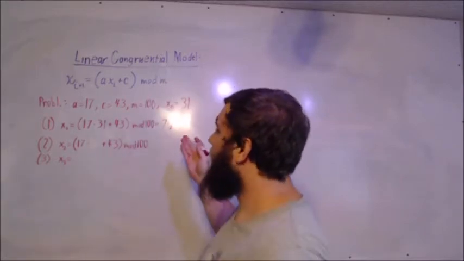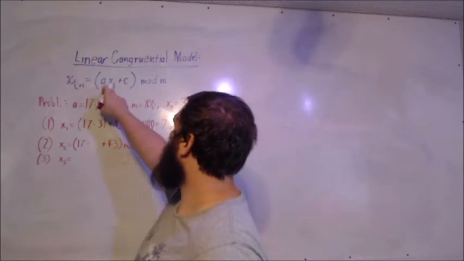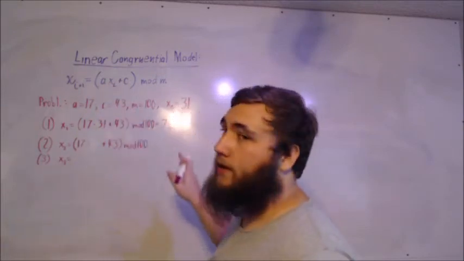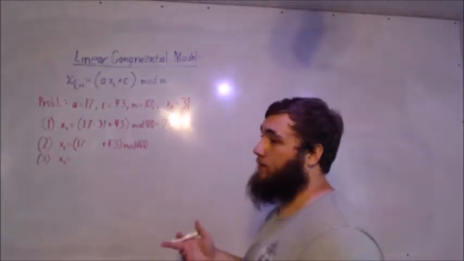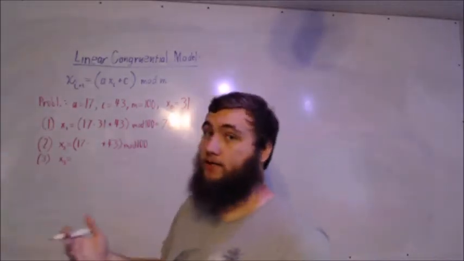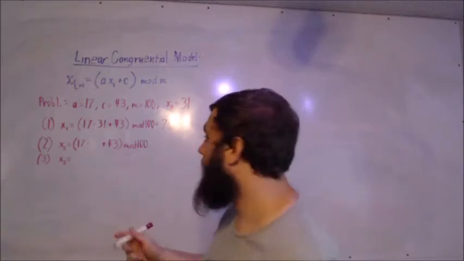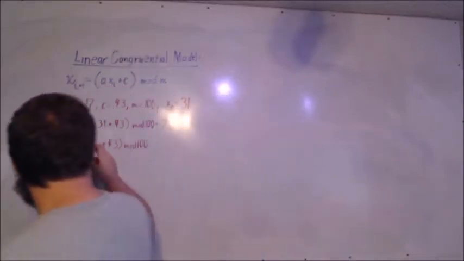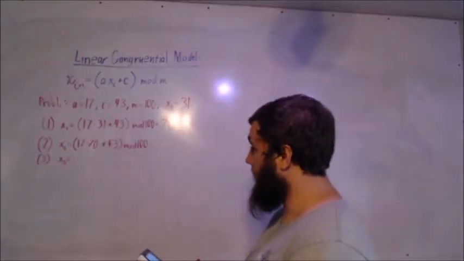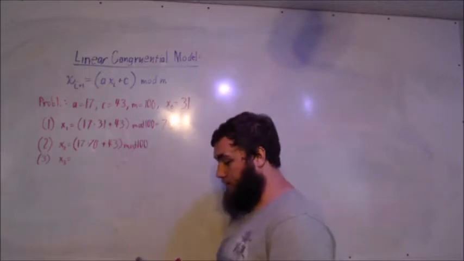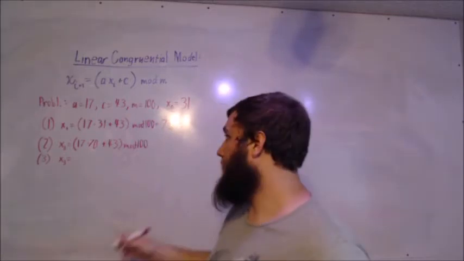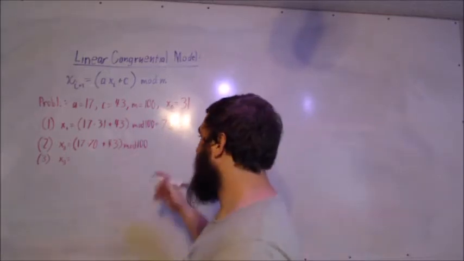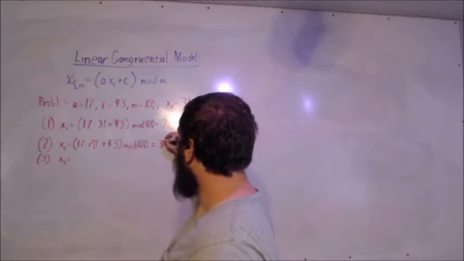Now, moving forward, I plug that 70 into this space. But see, the a and the c and the m still remain the same. a is still 17, c is still 43, and m is still 100. But it relies on the last random number generated. So here, I'm going to plug in the number 70, and say 17 times 70 plus 43. Well, that's 1233. I can ignore the 1200, and I can just make this equal to 33.